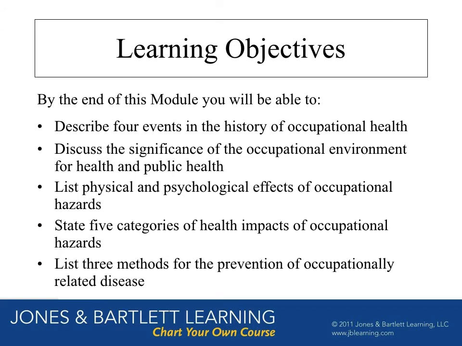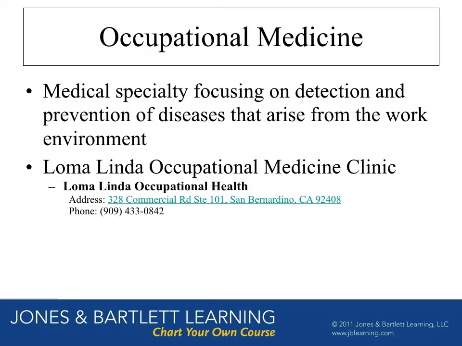By the end of this module, you will be able to describe 4 events in the history of occupational health, discuss the significance of occupational environment for health and public health, list some of the physical and psychological or socio-psychological effects of occupational hazards and stressors, talk about 5 categories of health impacts of occupational exposure, and some methods for the prevention of occupationally related diseases.